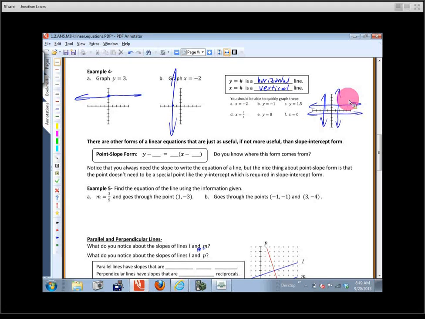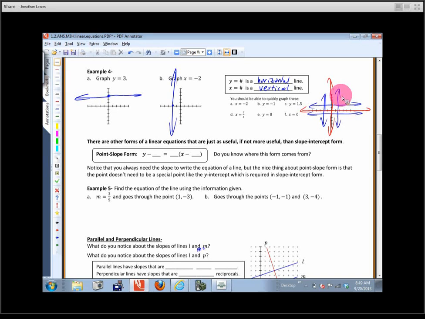What about these two guys right here? What about y equals 0? What is that? It's not the origin. It's the x-axis. Y equals 0 is an equation for the x-axis. So what's x equals 0? An equation for the y-axis.